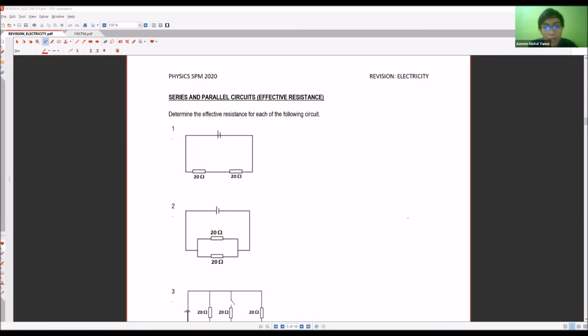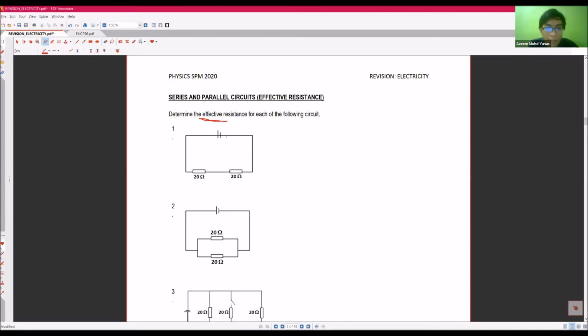So basically, in most cases we want a parallel circuit, but in some cases mixing both series and parallel might be the optimal solution for our daily life situations. So let's examine the first circuit here. We have to determine the effective resistance.